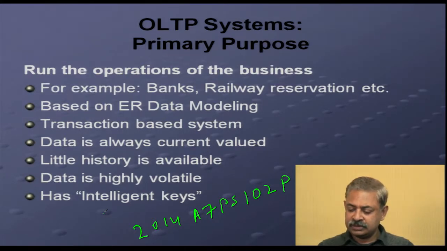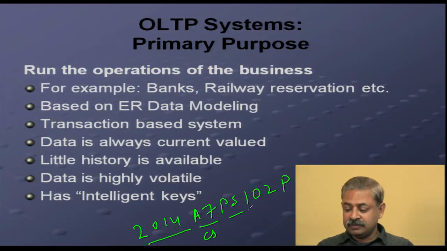This ID number has a lot of information embedded into it. 2014 tells me the year of admission of the student. A7 tells me the discipline, which here turns out to be computer science. PS stands for practice school option, which is there by default. 102 is the merit position of the student in the admission process, and P stands for the campus, that is Pilani. So you can see so much information is built into this particular key. That's why we say intelligent keys.